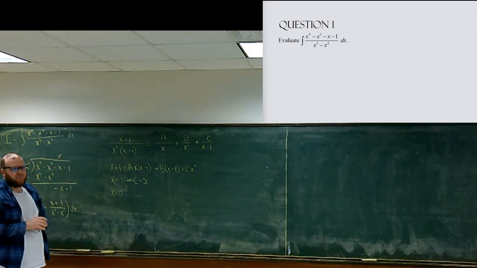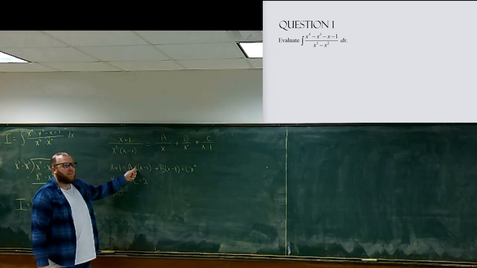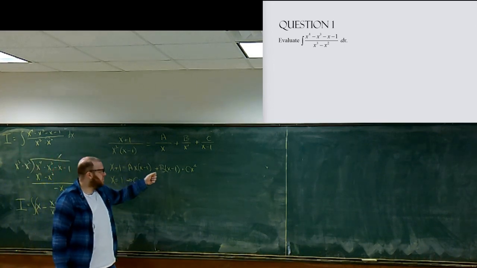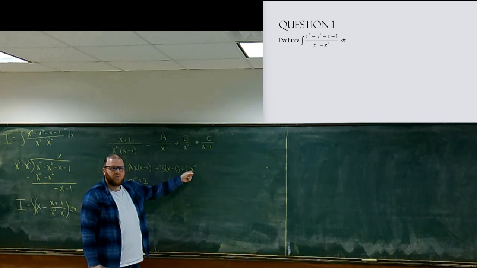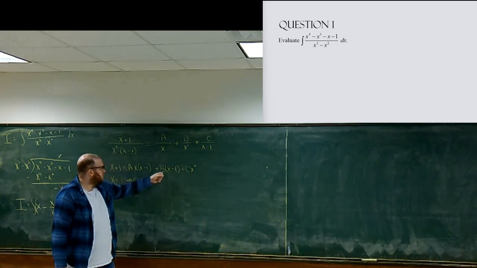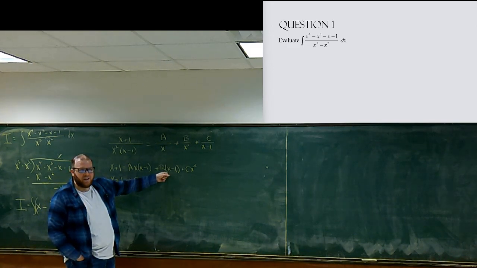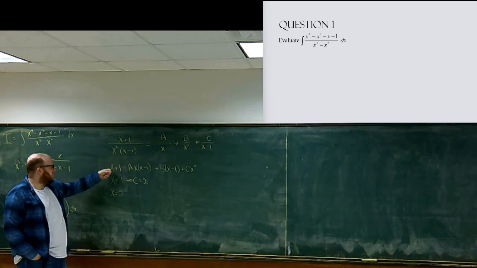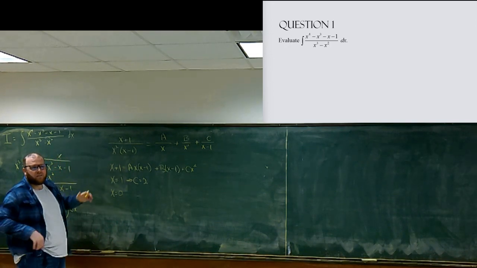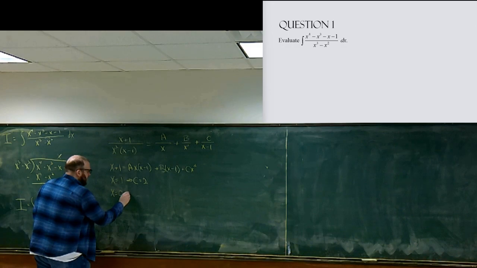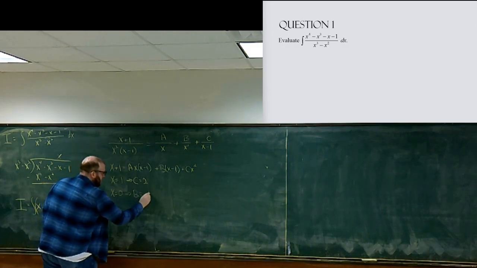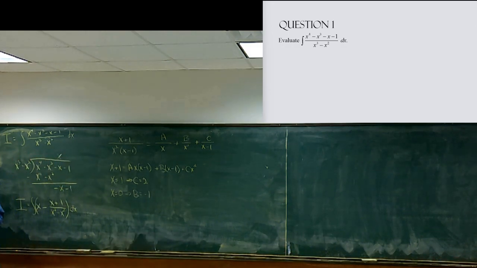X equals 0. That term becomes 0. This term becomes 0. This is negative b. Right? So right-hand side we get negative b. Left-hand side we get 1. So b has to be negative 1.